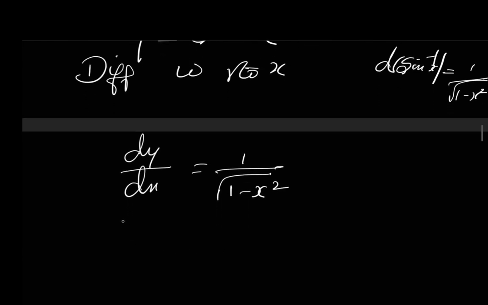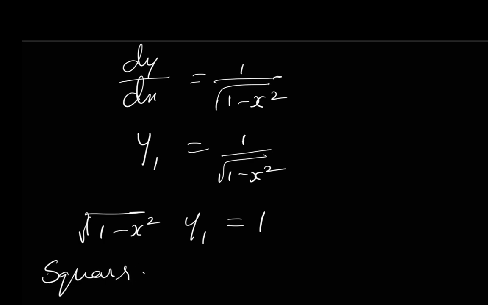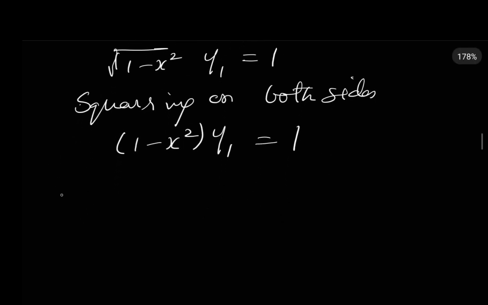So just I write this as y1 is equal to 1 by root of 1 minus x squared. Take this root of 1 minus x squared to the left side: root of 1 minus x squared into y1 equal to 1. Squaring on both sides, the square root will go, so 1 minus x squared into y1 squared is equal to 1.